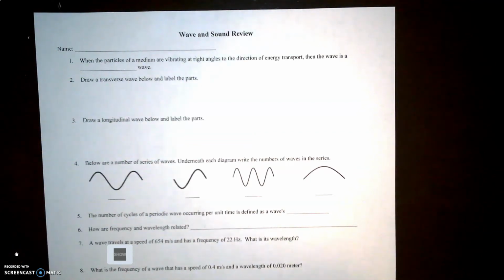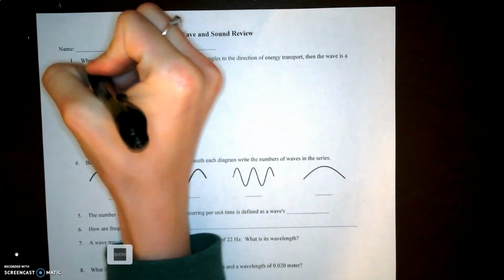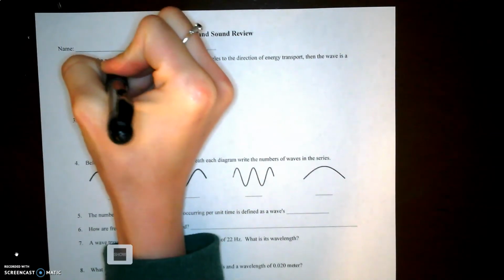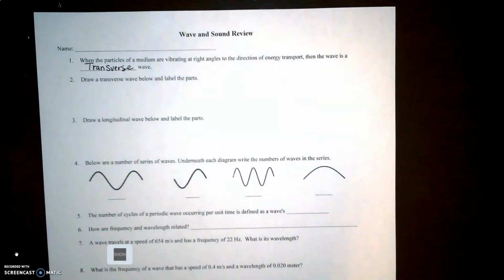Alright, so here is the wave and sound review. Number 1, when the particles of a medium are vibrating at right angles to the direction of the energy, the wave is a transverse wave. Number 2, draw a transverse wave and label the parts.